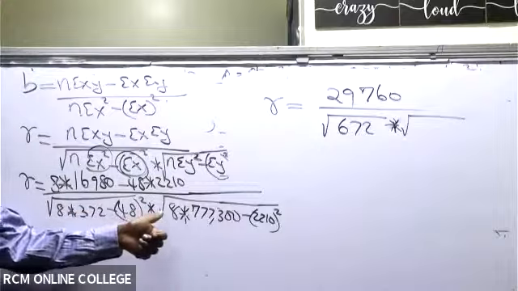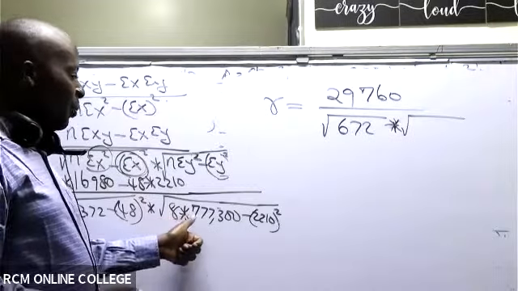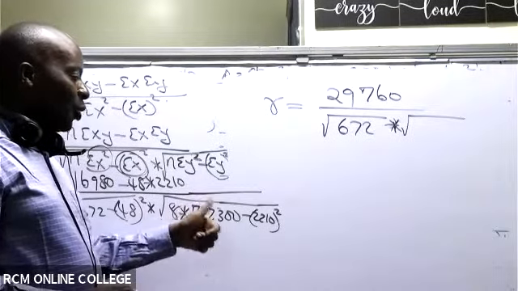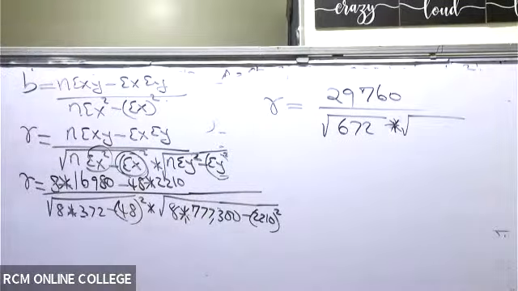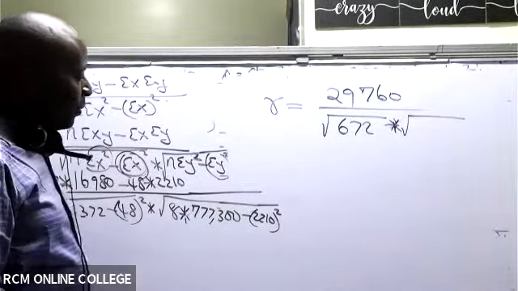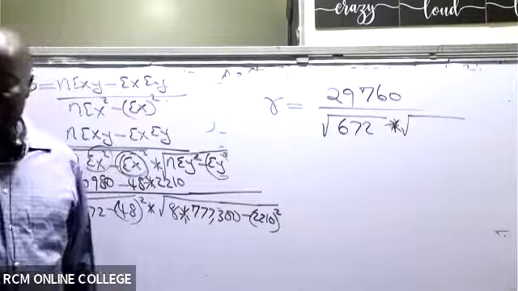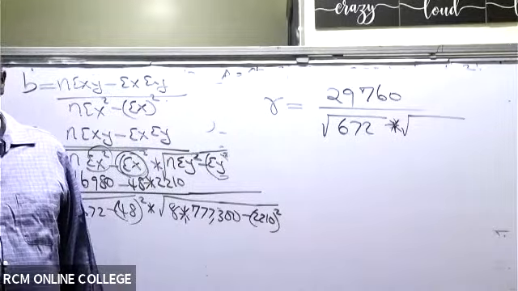So then come here. Here now we have 8 times 777,300 minus 2210 squared. Some good ninja, give me this answer: 8 times 777,300 minus 2210 squared. 1,334,300.